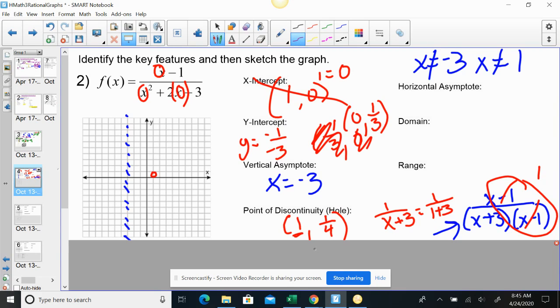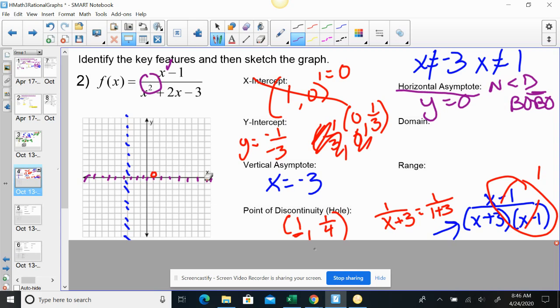When I think about my horizontal asymptote, I want to look at the original. So if I'm looking at the degrees of this original, the degree of the numerator is 1. Degree of the denominator is 2. So the numerator is less than the denominator. Bigger on bottom, so this is a BOBO. BOBO means y equals 0. So this is going to go right here.